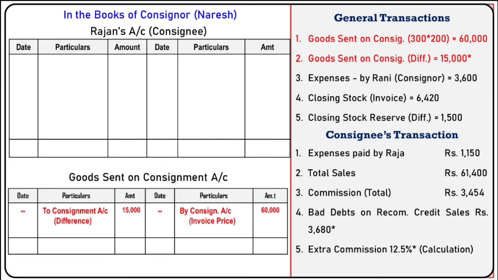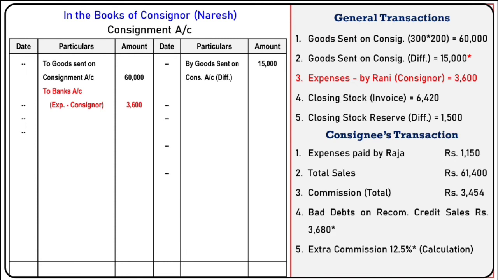Second effect, in goods sent on consignment account, invoice price on credit side, difference debit side. હવે તરત તમે આ goods sent on consignment account ને easily close કરી શકો છો. So if we close goods sent on consignment account, total 60,000, 45,000 is transferred to trading account. Clear? Now let's give the transactions effect.